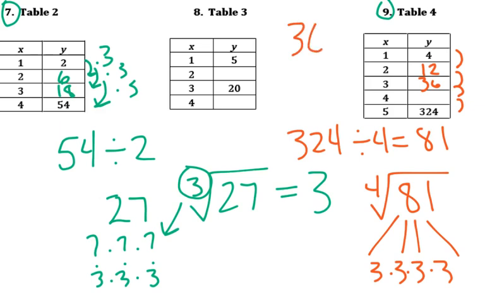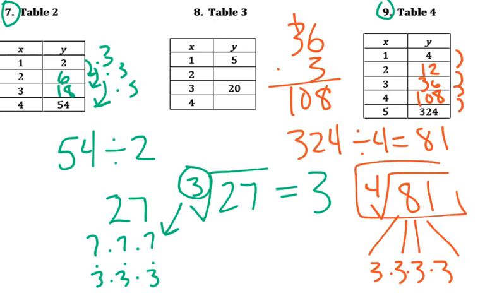So 36 times 3 is 108. Times that by 3 again, and we get 324. So a little crazy, that one, but it has to do with splitting them up into their different pieces. Okay? So, there we go with that.